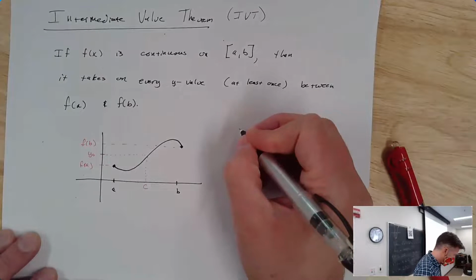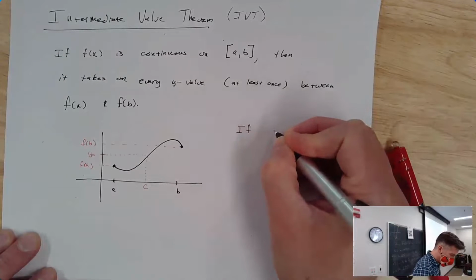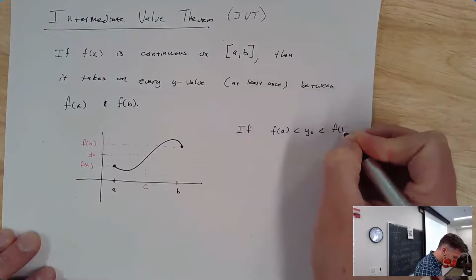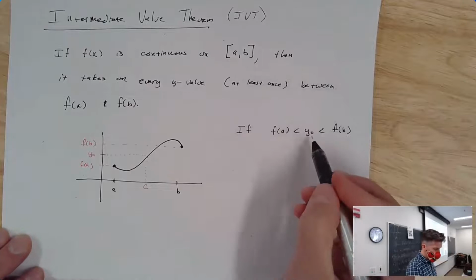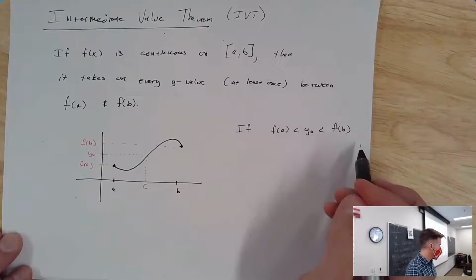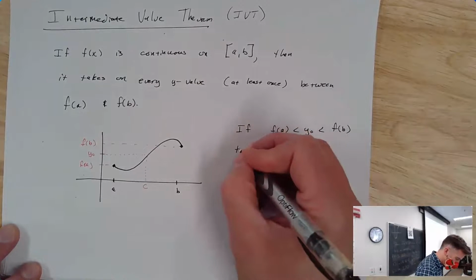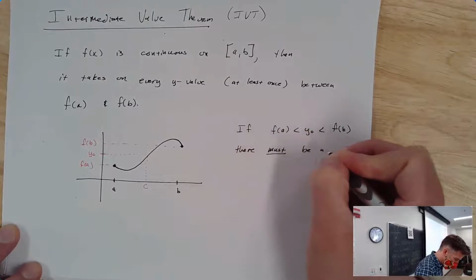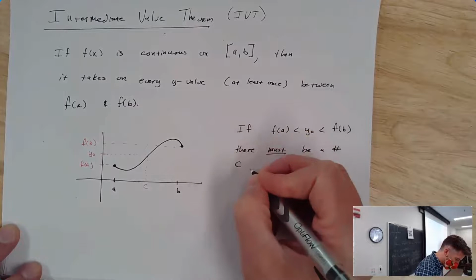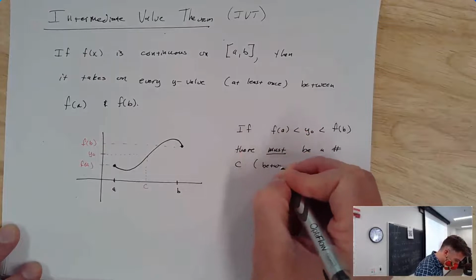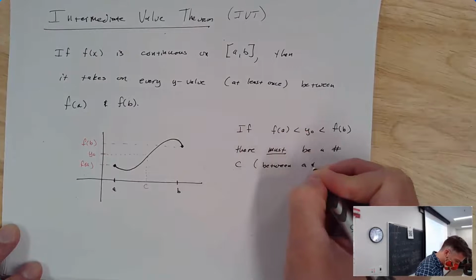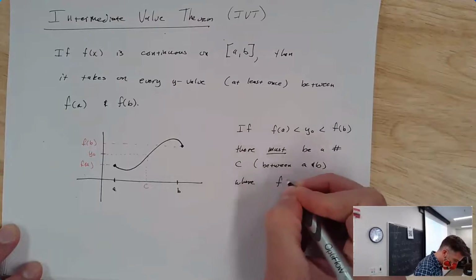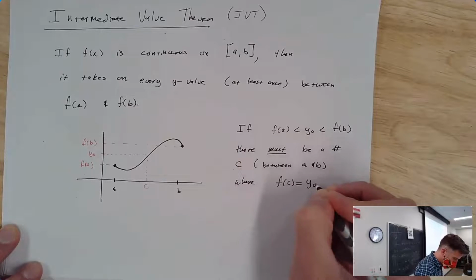So said another way, if f of a is less than y naught and y naught is less than f of b, if you have a value between your top value and your bottom value, there must be a number c between a and b where f of c is equal to that y naught value.